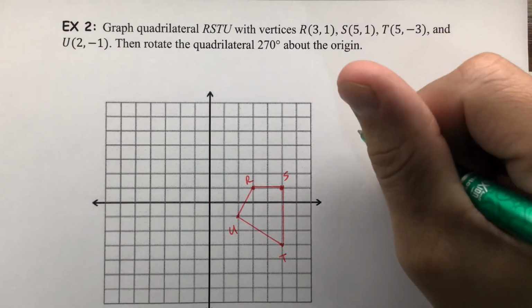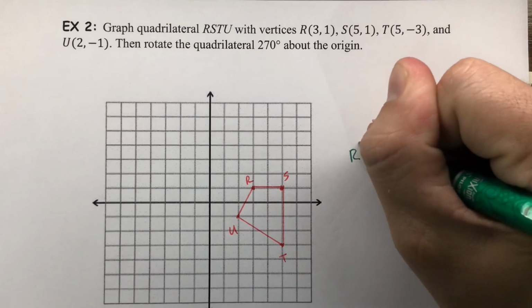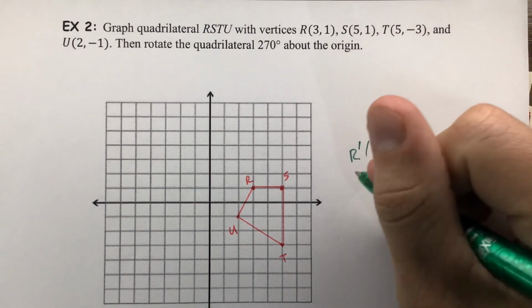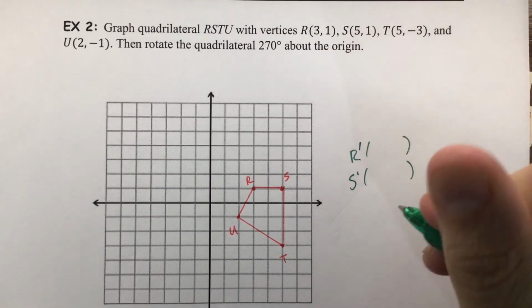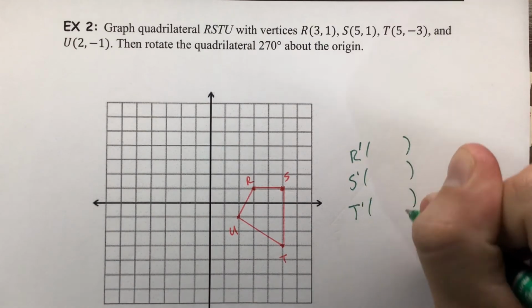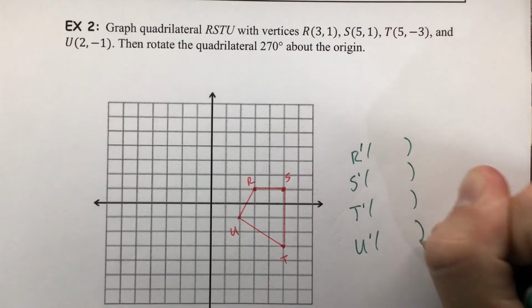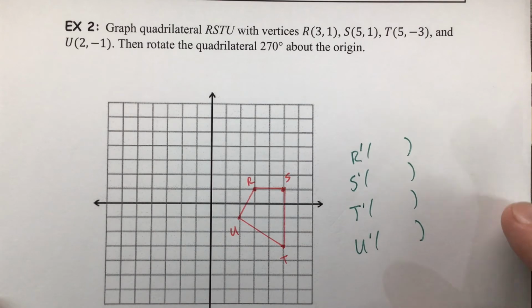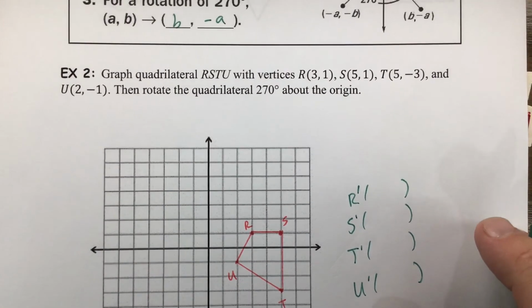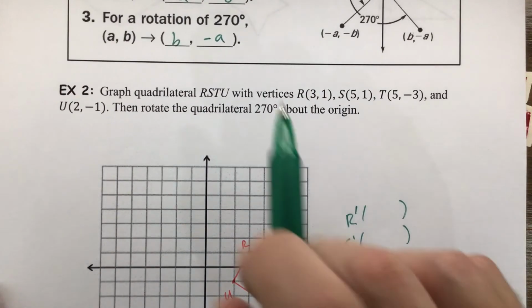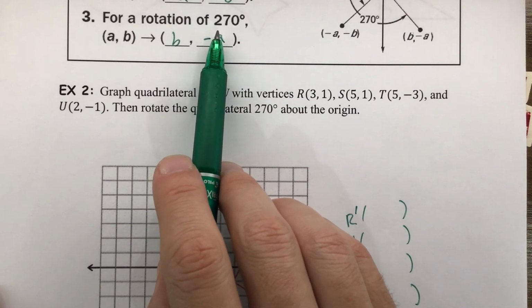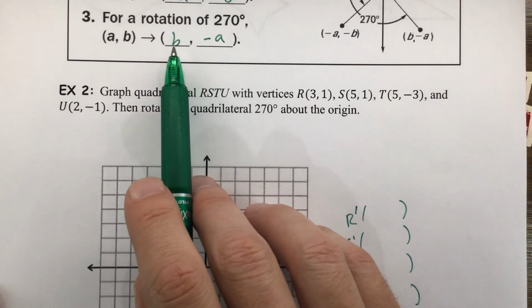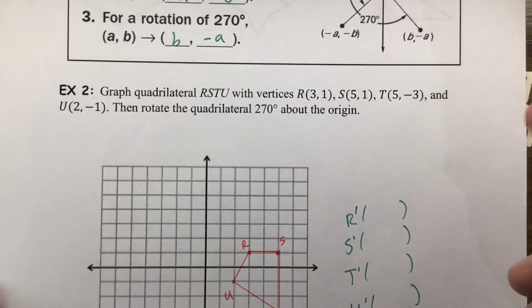All right, now one by one here, let's look for R prime. I'll go ahead and just get all of these ready just in case. T prime and U prime. Okay, mappings. Just, don't make this harder than it needs to, just use the mappings. So up here we got the 270-degree mapping, which says that the points are going to become B and A negative.